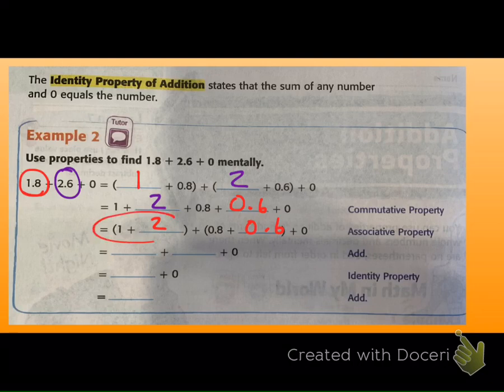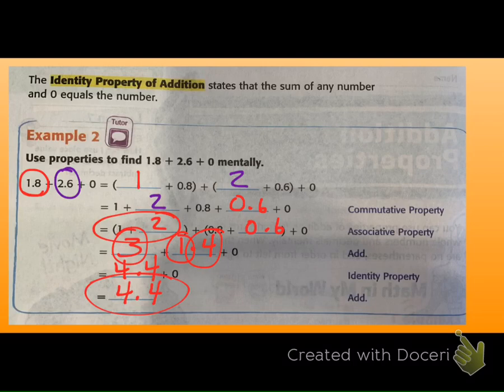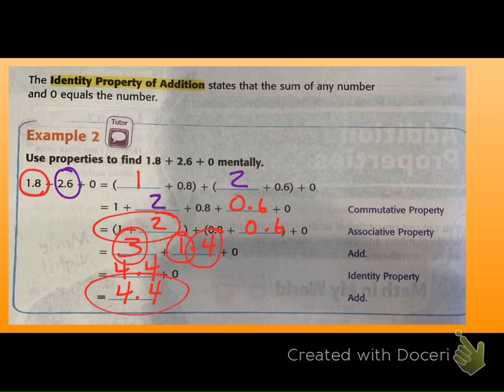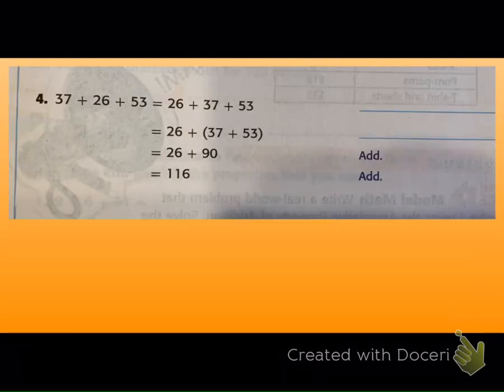Now we can simply add 1 and 2. That's 3. 8/10 and 6/10. That's 1 and 4/10. So we can simply add these whole numbers together now. 4, and we got 4/10 left over. Anything added to 0 is going to be the same result. So 4 and 4/10. Just kind of grouping them together. Make it so we can mentally solve the problem. All right. I'm going to skip that one.